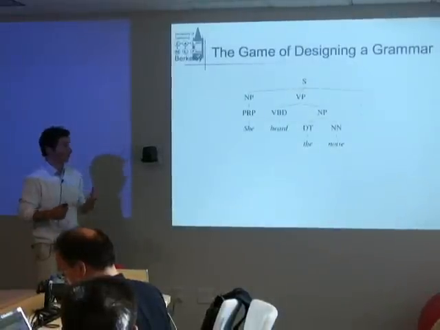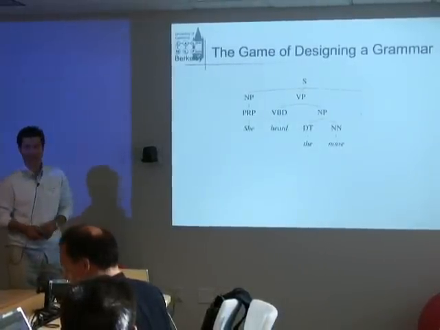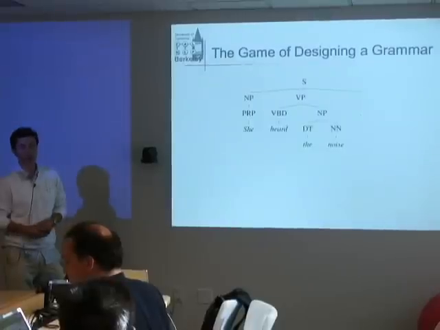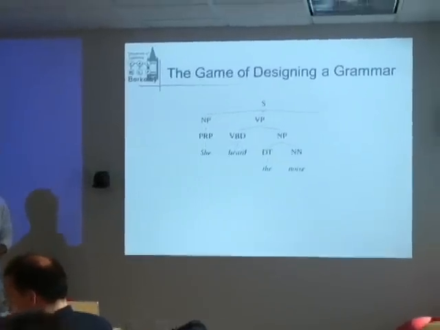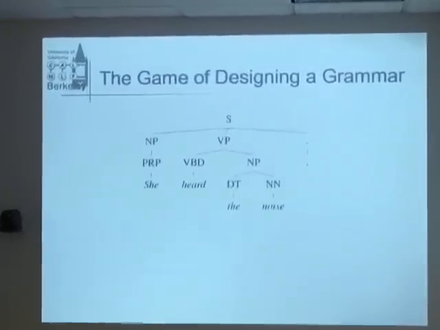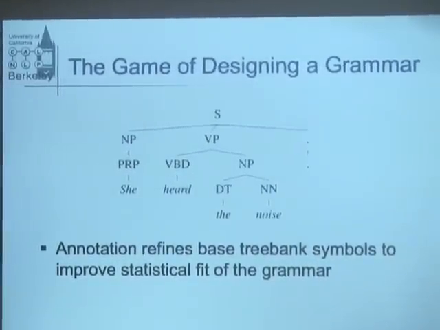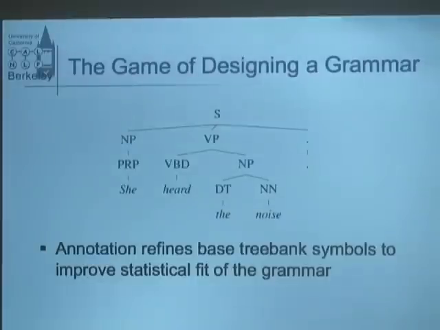So the challenge in designing a grammar for parsing is that the categories in the tree bank are too coarse to model the complex underlying process. For example, if you look at those two noun phrases that we have in this sentence, one is in subject position and the other one in object position, and they have very different distributions. So in order to design a grammar that captures these phenomena, you need to refine the observed categories.